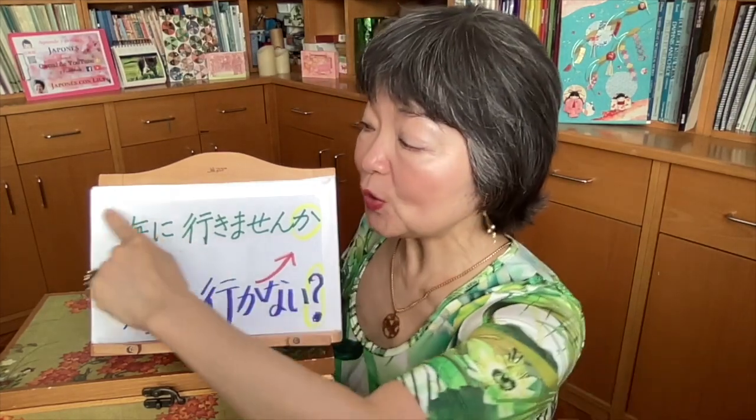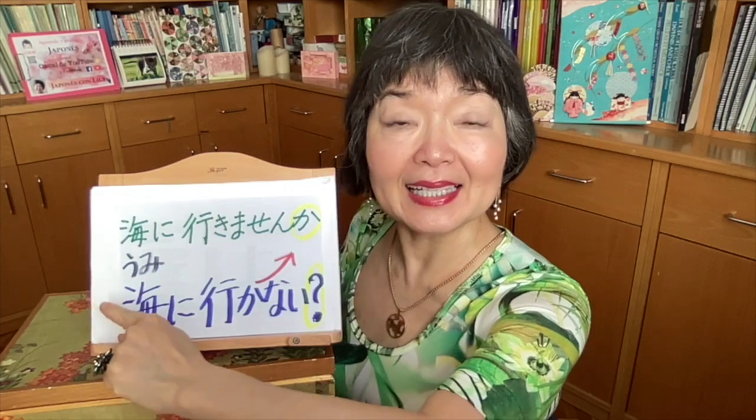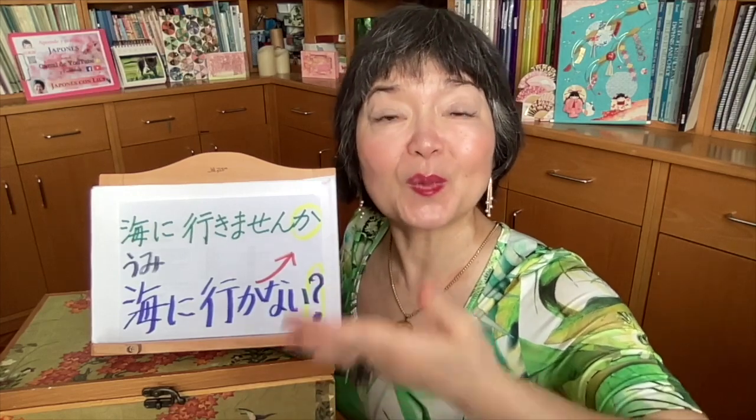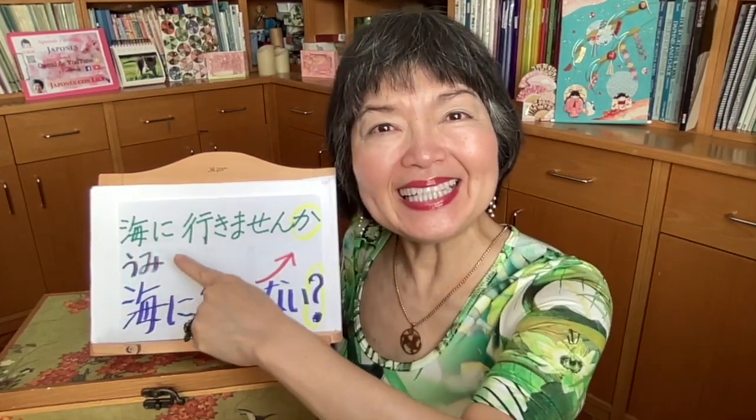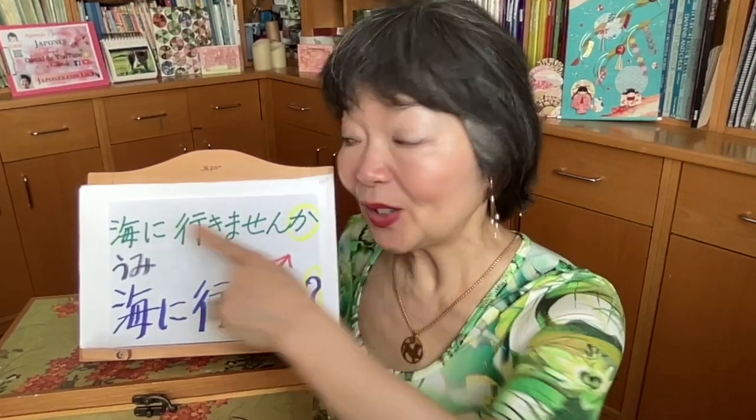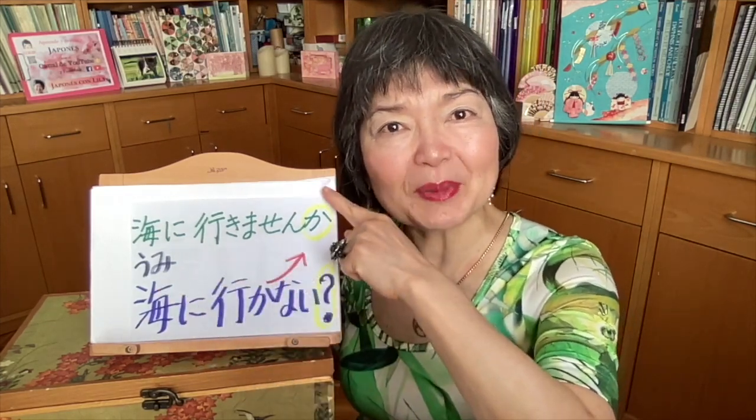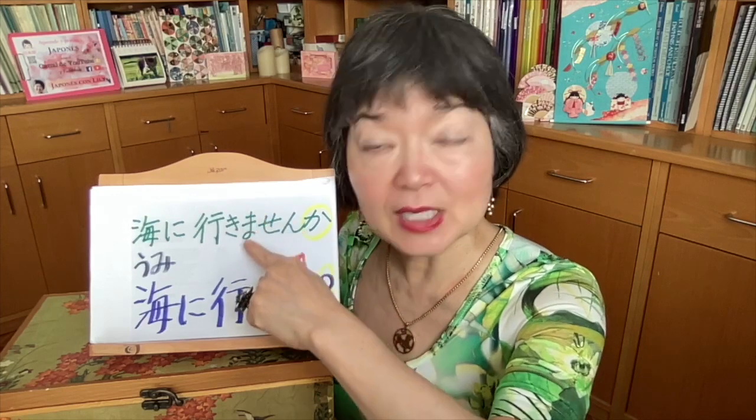Why don't we go to the beach? Well, we use 海 here. 海 means the sea or the ocean. But we usually talk like this, 海, when we want to say the beach. 海に行きませんか？海に行かない？ This is a suggestion. Why don't we go? 海に行きませんか? Do you remember? And this 行きません is going to change to 行かない. 海に行かない?